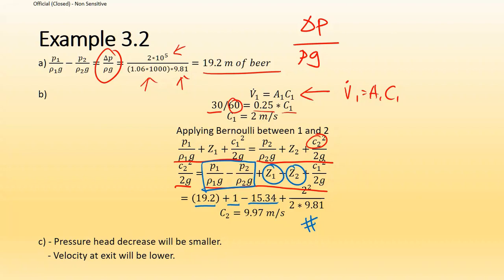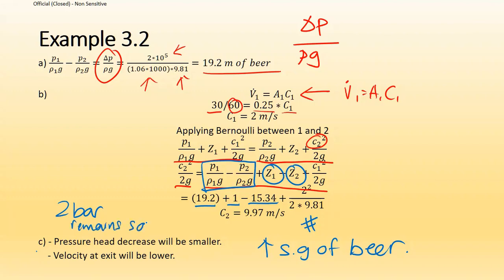Next, for part C. What happens if we increase the specific gravity of the beer? That means we make everything denser. This is under the assumption that the 2 bar pressure drop remains the same. So what will happen to the pressure head? Since the pressure head was given by delta P over rho G, if I increase my density, the total pressure head will drop. So therefore the pressure head will decrease.